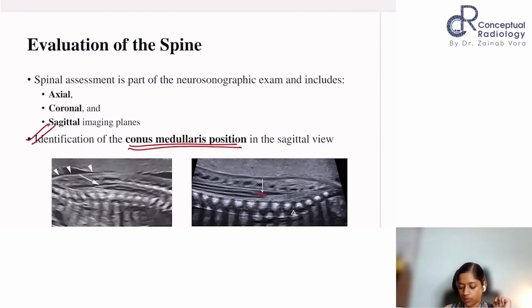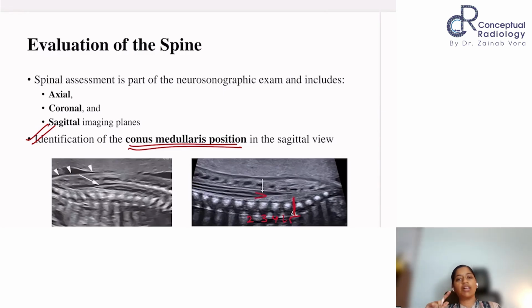Now, this is the position of conus medullaris. So you will start counting. This arrow is pointing at the transition from the lumbar to sacral. So L5, 4, 3, and 2. It should be between 2 and 3. If it is still at 3, it's okay. Below and above is abnormal. Always mention the level of conus medullaris in your report.